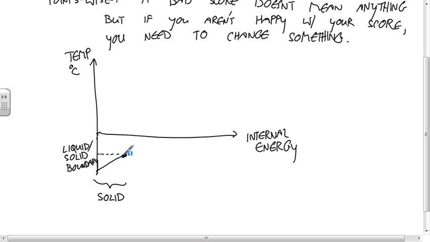And what's going to happen as soon as you add enough internal energy that the temperature gets up to the liquid-solid boundary, when you start adding energy now? It's going to be flat now. In this region, it's a mixture of liquid and solid. How much liquid and how much solid is determined by how far you are along this piece. So this is a liquid-solid mixture.